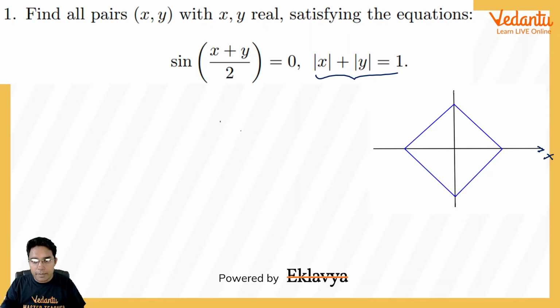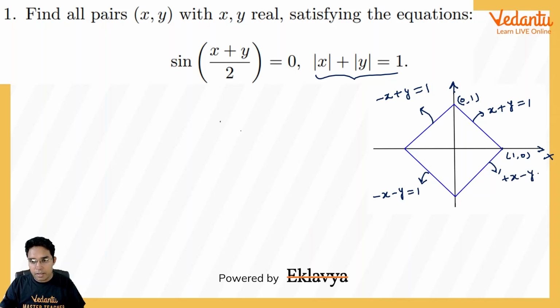You can see in the first quadrant, when x and y both are positive, this side will become x + y = 1, and you can see its x-intercept is 1, y-intercept is 1. So (0, 1) and (1, 0). In the second quadrant, where x is negative and y is positive, this equation is given by -x + y = 1. Similar to this, here it is -x - y = 1, and here it is x - y = 1.